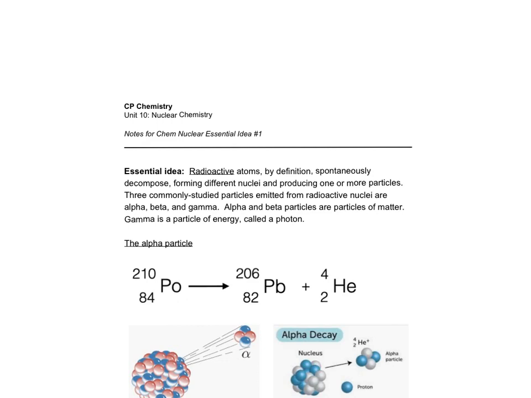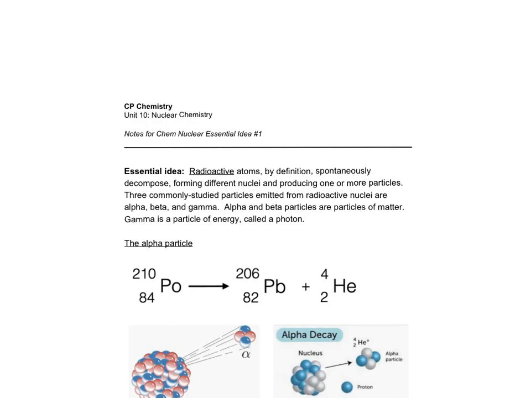Gamma rays are a part of the electromagnetic spectrum that are very high frequency and therefore high energy, and therefore more harmful to us if we're exposed to them. And this so-called particle of energy is called a photon. Sometimes gamma is referred to as waves, and sometimes it's referred to as particles. But here, so that we could say that the decomposition produces one or more particles, we're labeling gamma as a particle of energy called a photon.